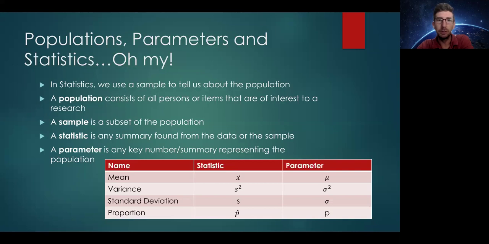We'll talk about means, variances, and standard deviations kind of go hand in hand. And we'll talk about proportions as well. So the sample statistic mean, right? The sample mean is this X bar right here. It's an X with a little bar on top of it. It's a little hard to see. The population mean, right, is our parameter, and that population mean is this squiggly Greek letter mu.